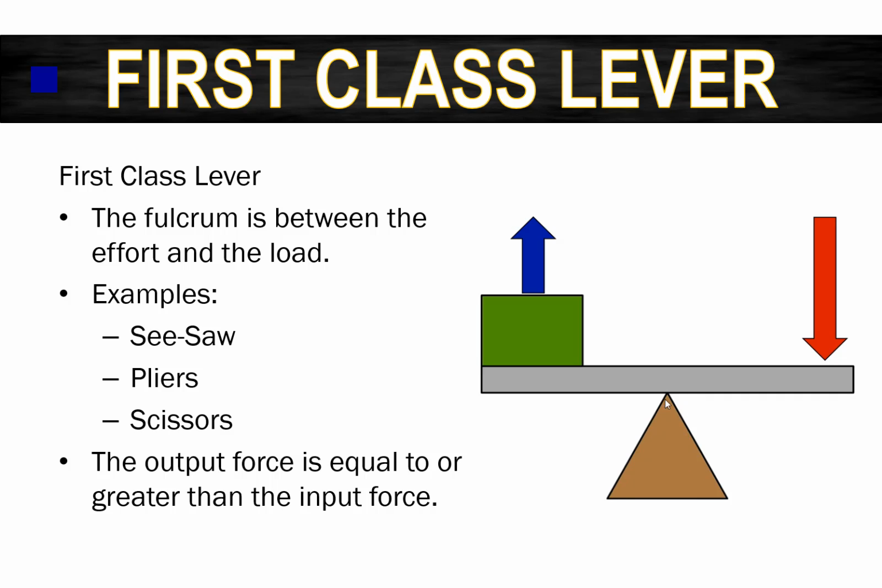So here's the fulcrum. Okay, this box represents the load. Whenever you see a box on a lever, that's representing the work you have to do, and then an arrow on the opposite side of the box is going to be where you're putting your effort. Now, the fulcrum can be moved closer to the load like we saw in a previous slide, and it'll still be a first class lever as long as it's in between the effort and the load.